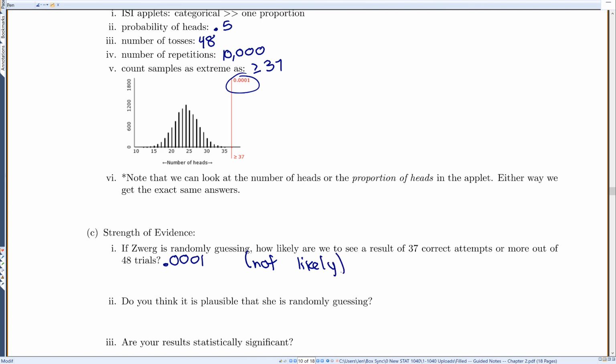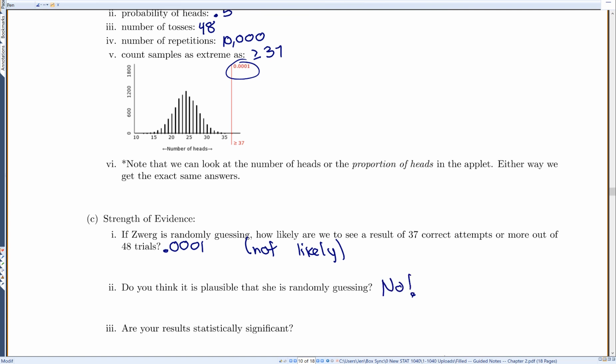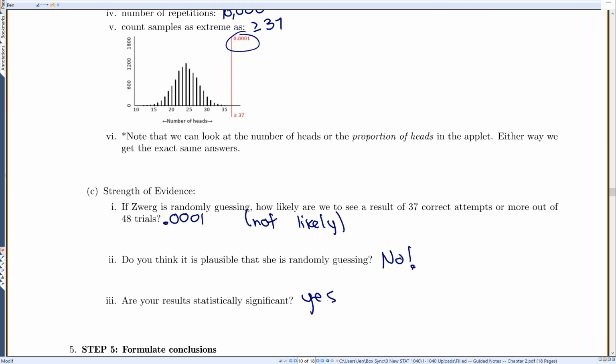Do you think it's plausible that she was just randomly guessing? Well, we know she got 37 out of 48. There was only a 0.0001 chance of that happening if she was guessing, so I don't think she was guessing. And are my results statistically significant? Yes, because it's less than 5%.